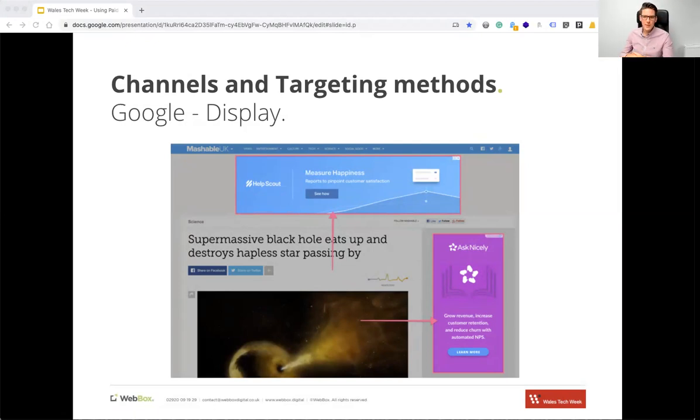Also related to this benefit as a push ad medium, display also has a lot of scalability. So you're not limited by the amount of people already searching for your product or by the size of the current site audience.